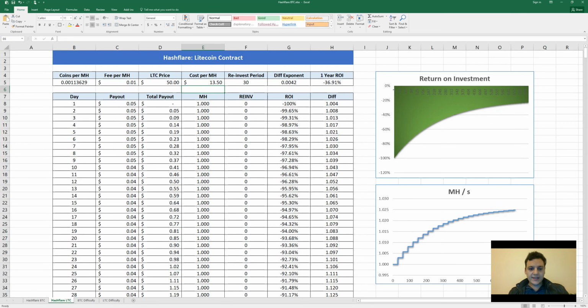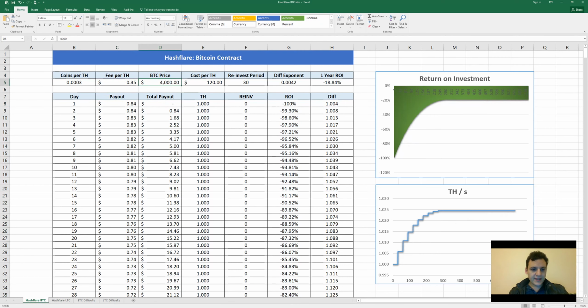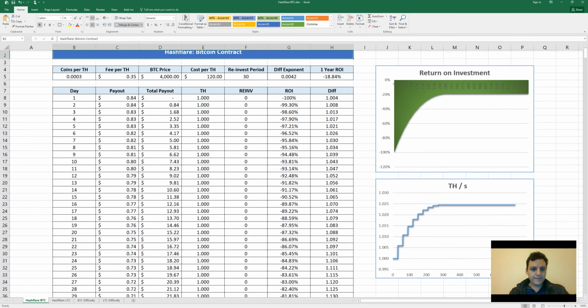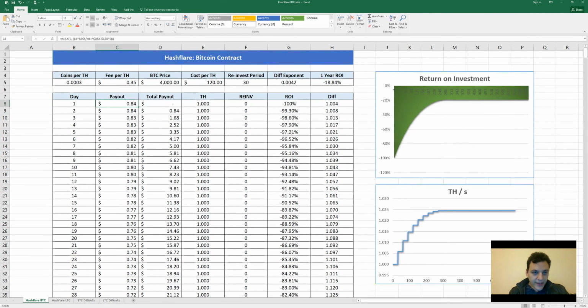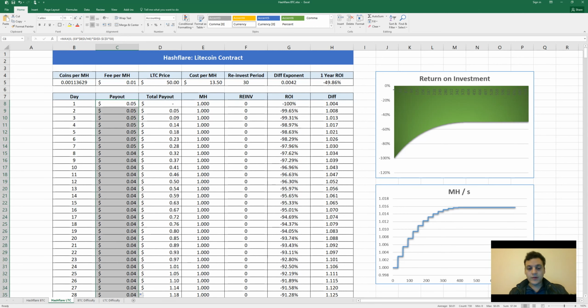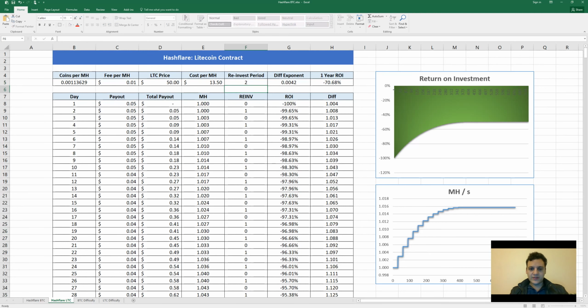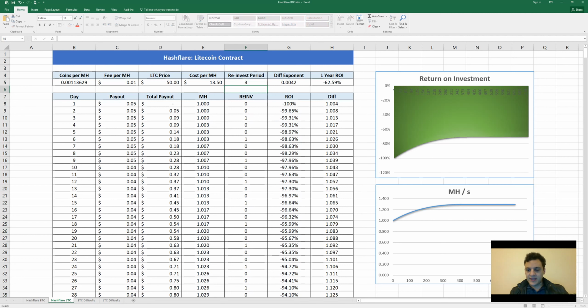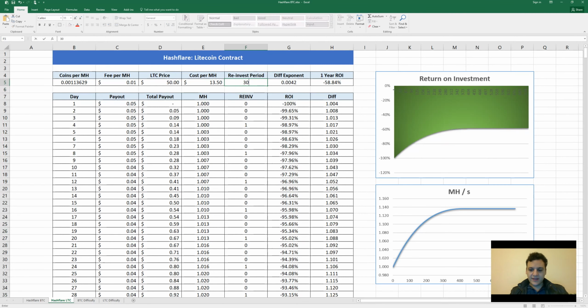And all of that should be most of what we need. This formula is still incorrect. I didn't update it, so let's grab the correct one. Cool. And what we have to do now is, everything should be fine now. Reinvestment period, again, we could change that to whatever we want. So every second day, every third day, every fourth day. I'll leave it once a month.